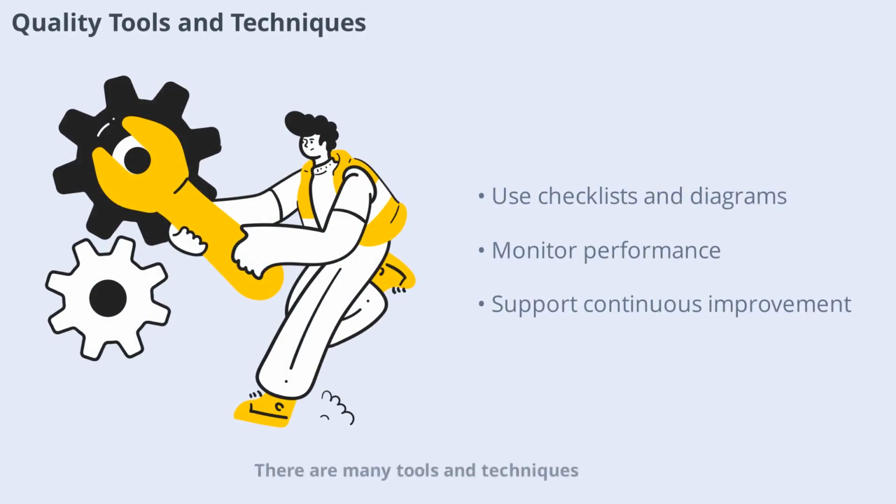There are many tools and techniques available to support quality planning and assurance. These include checklists, flowcharts, cause and effect diagrams, and statistical process control. Each tool serves a different purpose, from identifying potential issues to monitoring ongoing performance. By selecting the right tools for your project, you can streamline quality processes, reduce errors, and make continuous improvement.